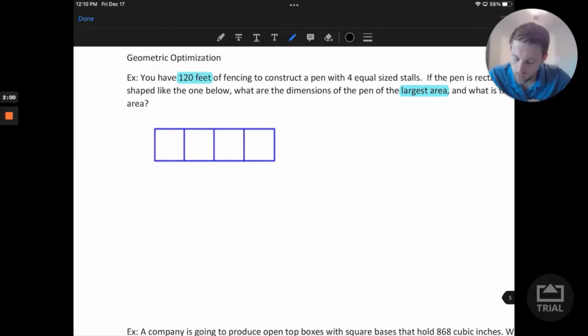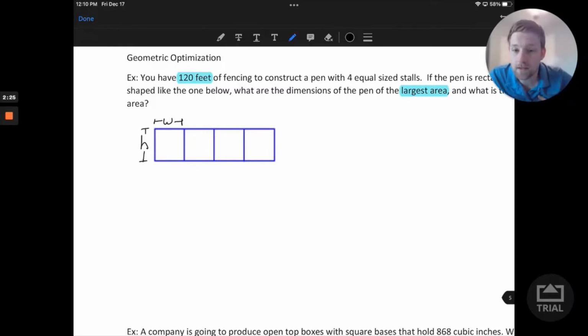One way we could do this is with a height, H, for all of the vertical bars, and W, or width, for the horizontal bars. In other words, this first pen has a height of H and a width of W.